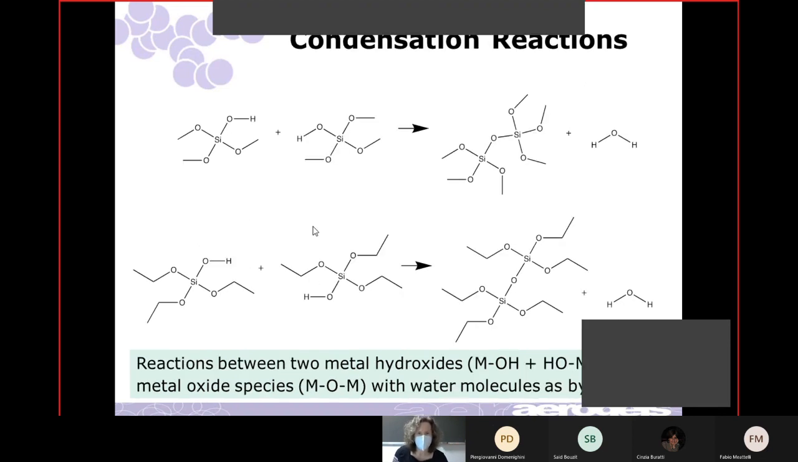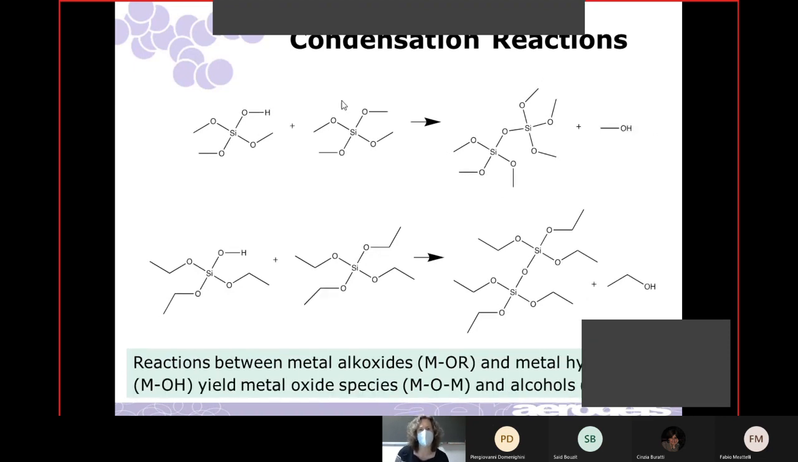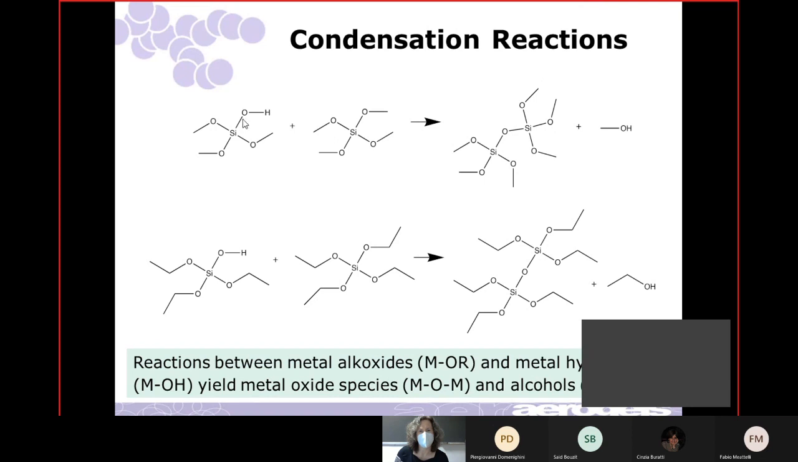And there are two general types of condensation reactions. Again, I'm going to focus on the one involving the TMOS-based species, just because those are the examples we just looked at. If 2 of the hydrolyzed TMOS molecules react together, we make the silicon-oxygen-silicon linker and split out a water molecule. If, on the other hand, a hydrolyzed TMOS reacts with an unhydrolyzed TMOS, we still get a silicon-oxygen-silicon bond, but in this case, we would split out methanol.